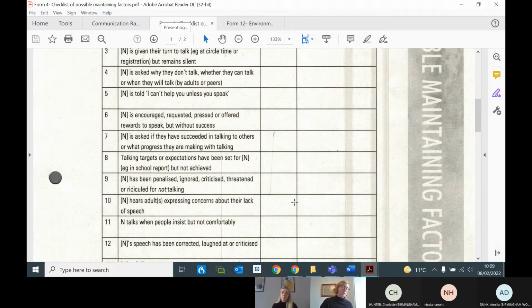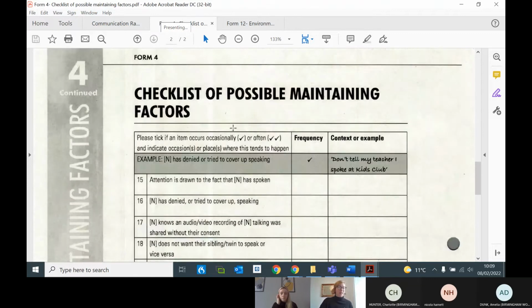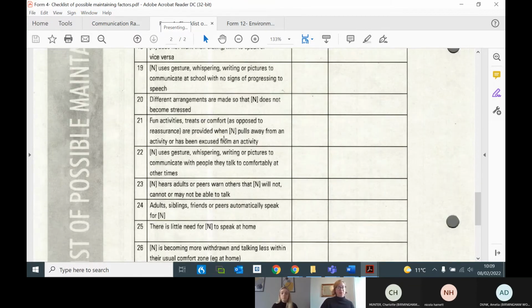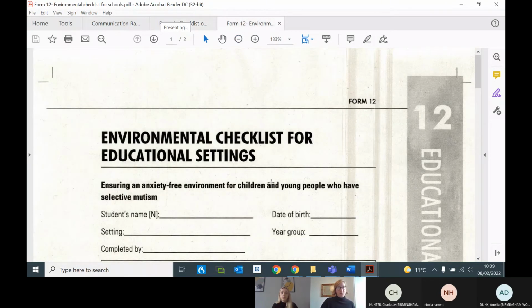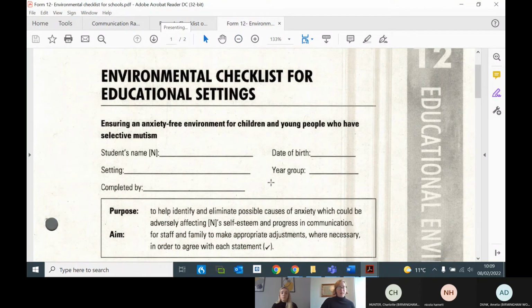on there as well. You could use it almost like a case history. You could talk to parents about different strategies that are used, or you can observe the child and tick various things off. And then Form 12 is an environmental checklist for education settings. You can give this to the child's teacher, and it really helps.